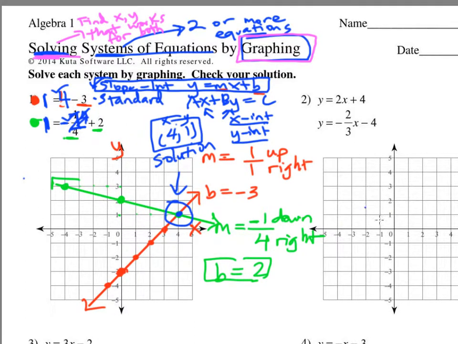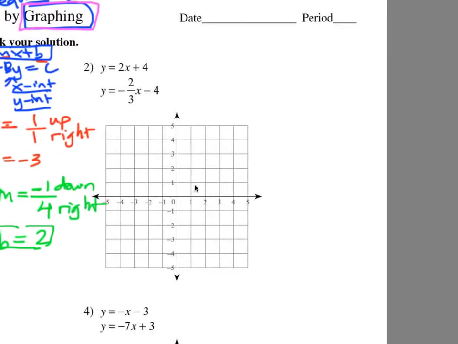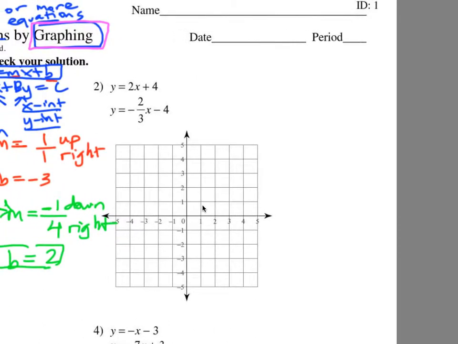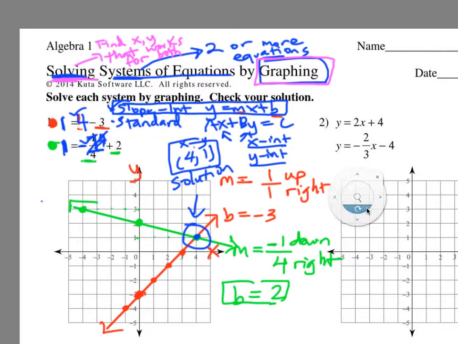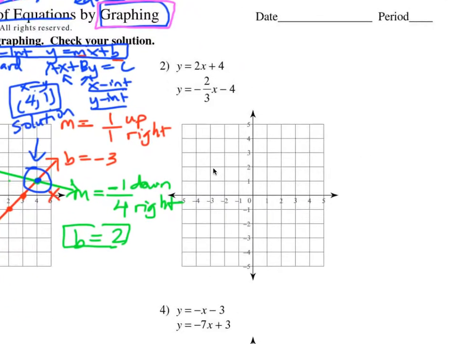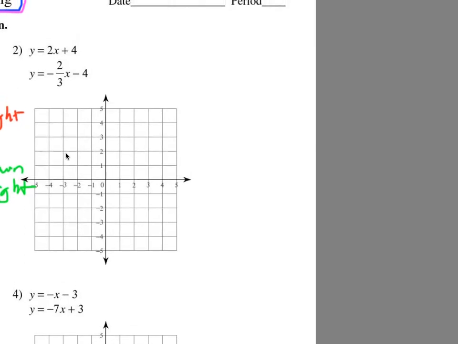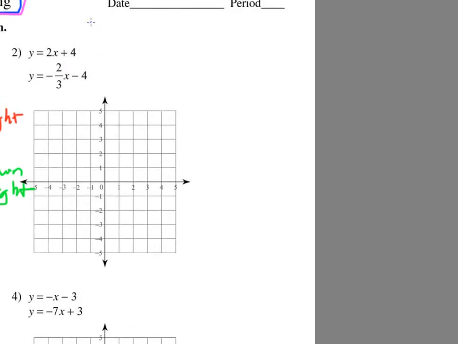All right, let's try another one. Let's try number 2. So again, we've got a system, we've got two equations. And again, what does it mean to solve a system? It means to find the x and y that works for both. So let's ask ourselves, what do we have here? Do we have y equals mx plus b, slope-intercept form, or do we have ax plus by equals c, standard form?